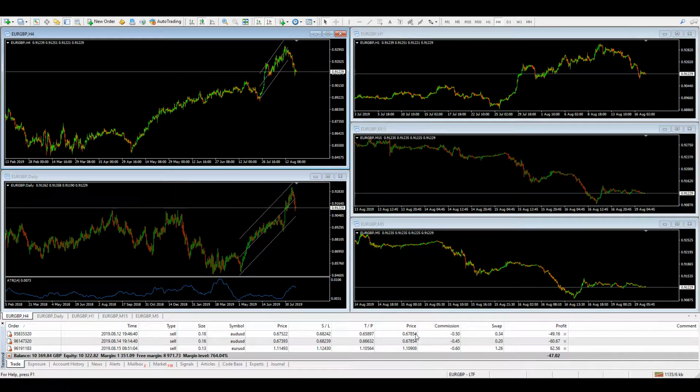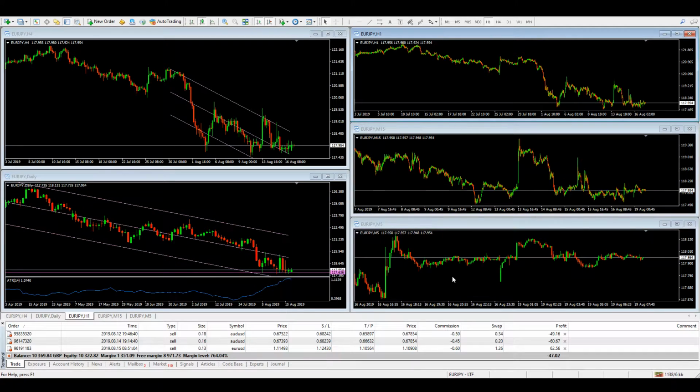Euro GBP, exactly the same on the Euro JPYs. I think it was Euro Swissy that we looked at. Same concept. So I won't labour the point there and go over that again. But those are two very similar trade setups.